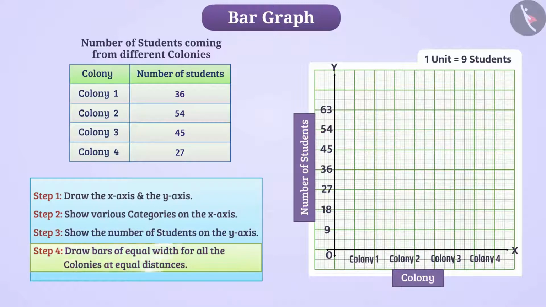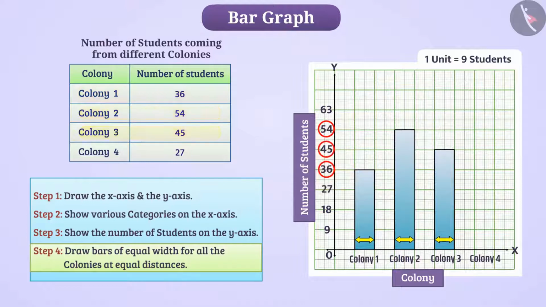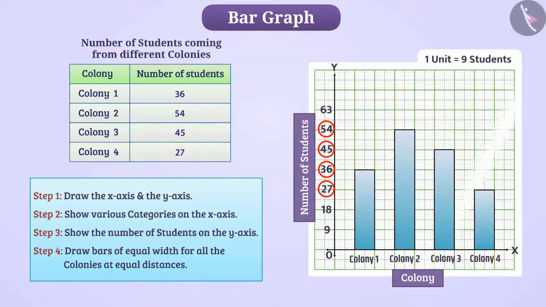Now we will draw a bar. In the bar graph, we represent the data in the form of bars. The number of students coming from colony 1 is 36. So, we will draw the bar in such a way that its length should be numbered 36. In the same way, we will draw bars of equal width for all the colonies at equal distances. Thus, we have drawn the bar graph to show the number of students coming from different colonies in the school.